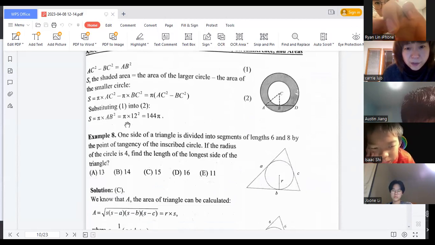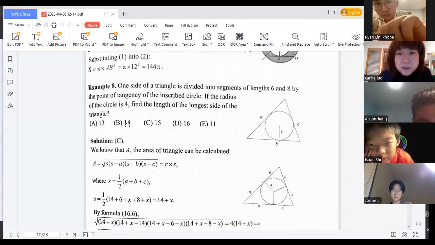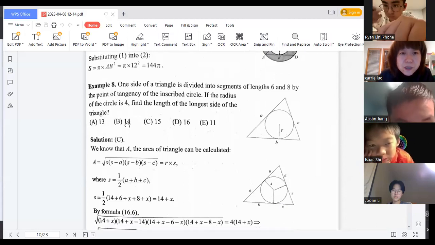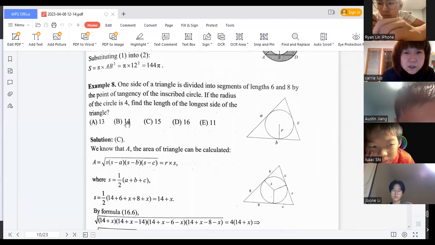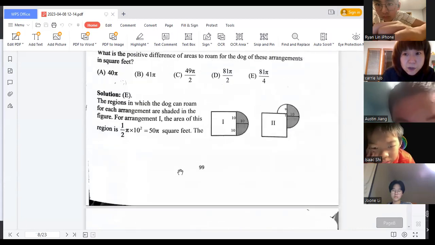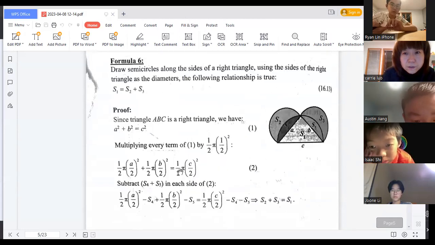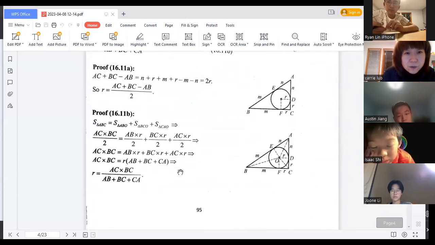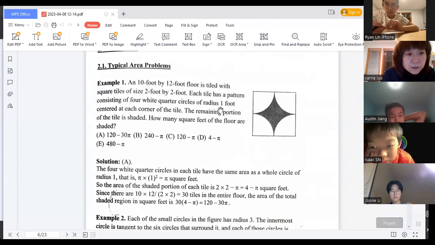So one side of the triangle is divided into segments of length 6 and 8 by the point of tangency of the inscribed circle. Okay, everybody, 当你看到这个东西的时候，马上回到前面的，对不对？一个三角形里面圈了一个圆，用什么？用这个公式，对不对？ Very good. 你们要把这个公式马上就 pop up 在你的脑子里面，对不对？好了。Get it, Isaac?